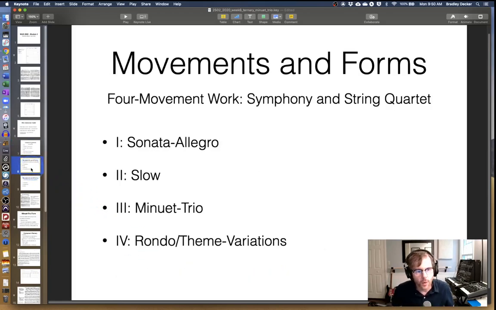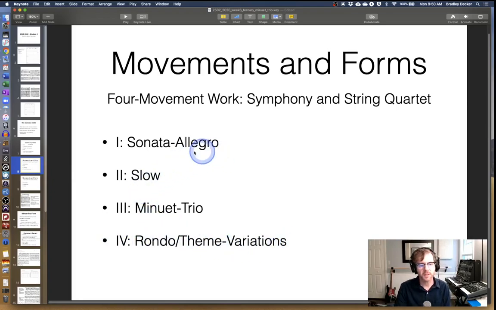So in a 4 movement work, either a symphony or a string quartet, we have these expectations for form. We have the first movement, which is a sonata allegro form. We have some sort of a second movement, which is sometimes open in terms of formal structure. It can be slow, usually. Sometimes it's a simple binary or 2-part form. The third movement is a Minuet-Trio. And the fourth movement is usually fast in a rondo or theme and variations, a lighter sort of design.